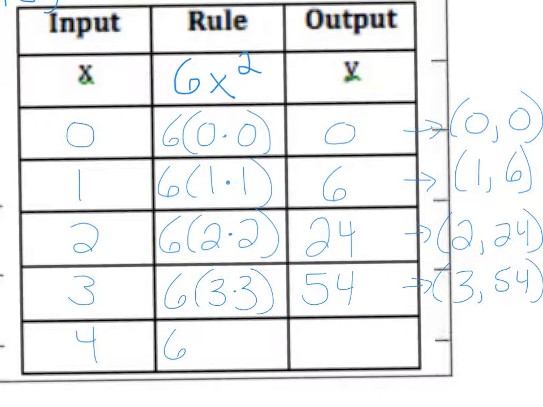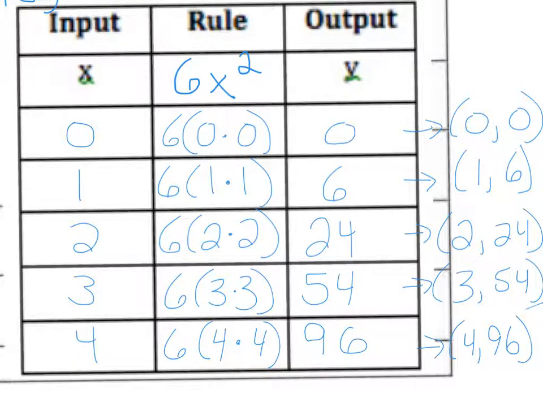And the last one is 4. So I would do 4 to the second power, or 4 multiplied by 4, which is 16, and 16 multiplied by 6, which is 96. So when I put in 4 for x, I got out 96 for y.